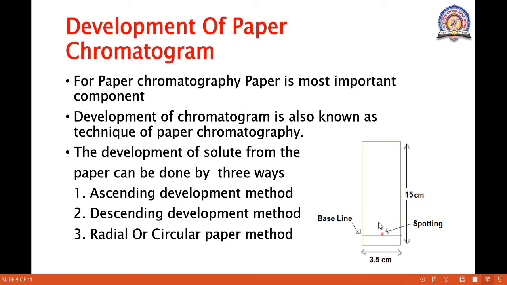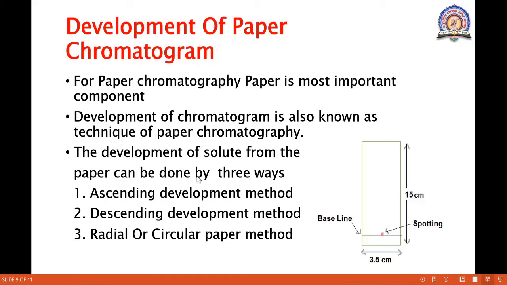How to develop the chromatogram? For that we take a paper which acts as a stationary phase. The height of the paper must be 15 centimeter and the width is 3.5 centimeter. From the bottom, 2 centimeter above, we draw a line. That line is called a baseline. On that baseline we put a sample containing different components. Putting the sample on the paper, that process is known as spotting. In this way, we develop this chromatogram.